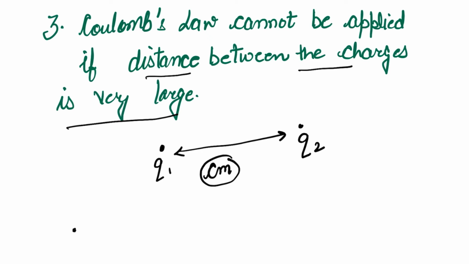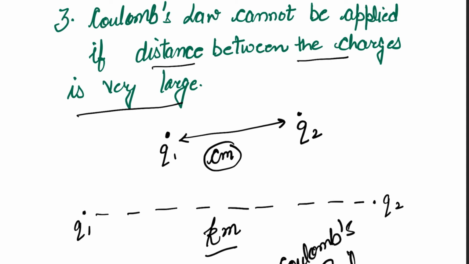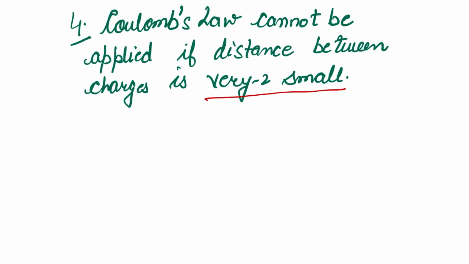In the second situation, let us say Q1 is one charge and Q2 is another charge, and this distance is in kilometers. Means one charge is with you and another charge is placed certain kilometers away from you. Then you can't implement Coulomb's law to calculate the force between these two charges if they are at a very large distance.